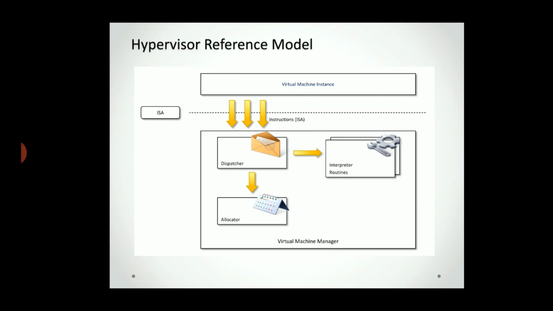The allocator is responsible for deciding the system resources to be provided to the virtual machine. Whenever a virtual machine tries to execute an instruction that changes the machine resources associated with it, the allocator is invoked by the dispatcher. The interpreter module consists of interpreter routines. These are executed whenever the virtual machine executes a privileged instruction: a trap is triggered, and the corresponding routine is executed.